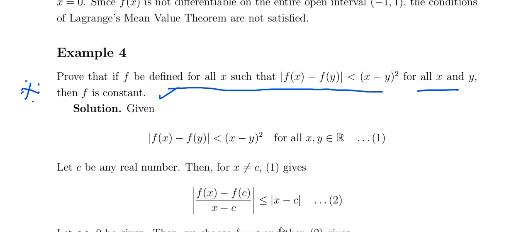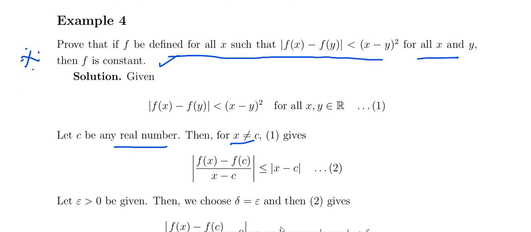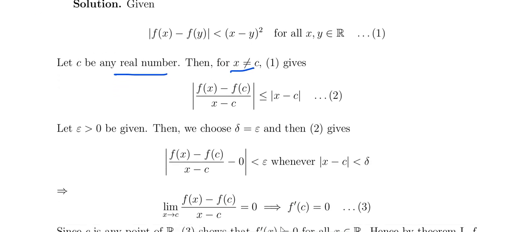So I think you have already seen this. So how to prove this one? |f(x) - f(y)| ≤ |x - y|². So let c be any real number, x not equal to c, then |f(x) - f(c)| / |x - c| ≤ |x - c|. So when you take y equal to c, you get it like this, right?